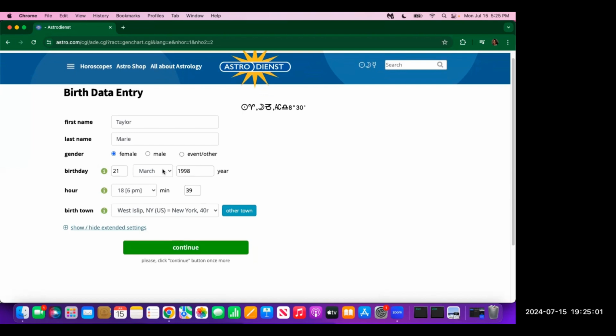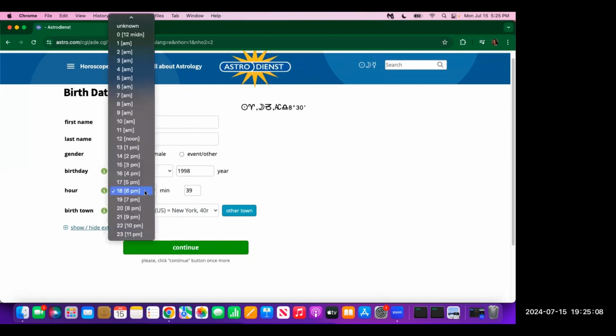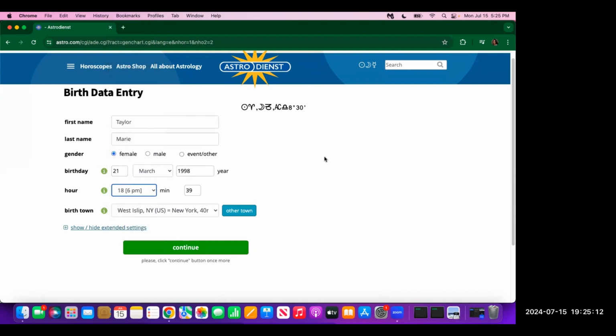You'll want to punch in your birthday, birth month, birth year, and the time. When you click the time, just make sure you have the correct AM or PM. That is very important. It will make a huge difference.